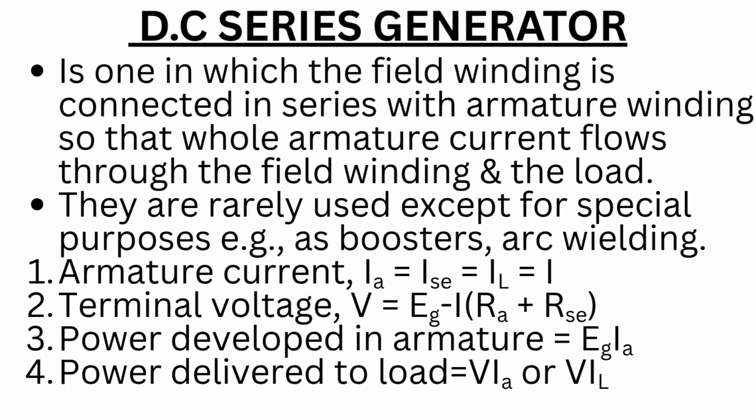What is a DC series generator? It is one in which the field winding is connected in series with the armature winding so that the whole armature current flows through the field winding and the load.